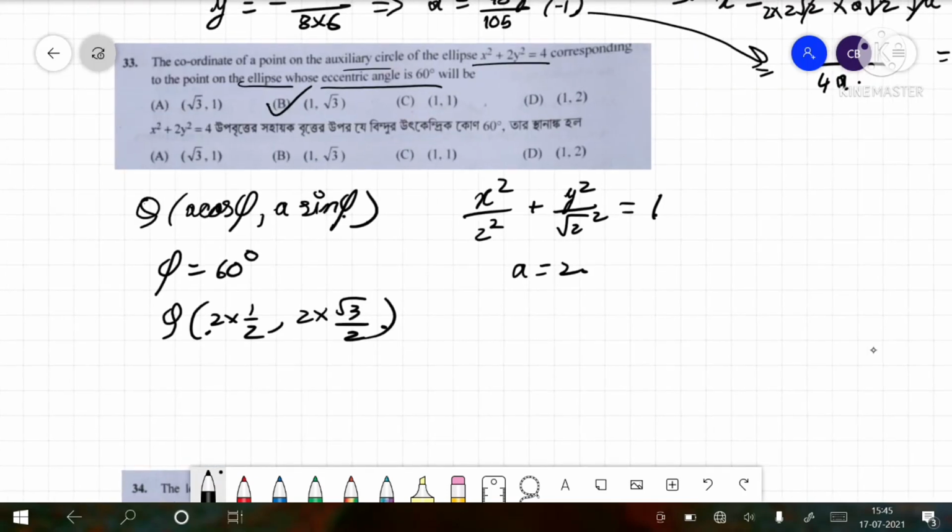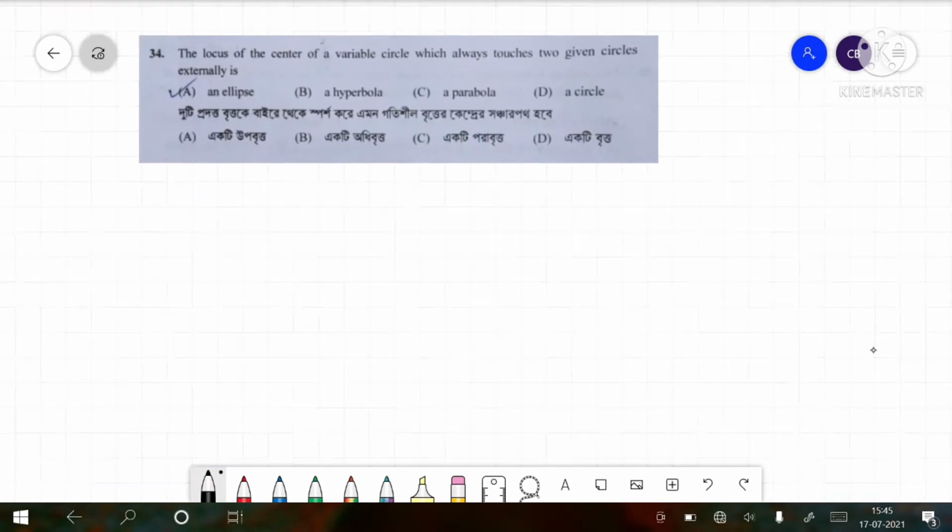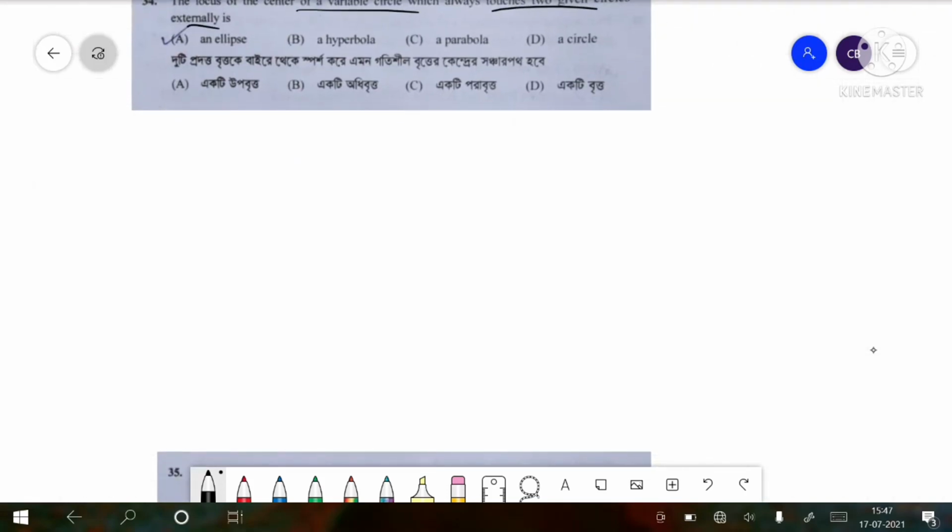This one you can also directly find out the auxiliary circle and put the points, but that is generally a better option. But here, since the values are very simple, this method turns out to be smaller and faster. Locus of the center of a variable circle which always touches two given circles externally is.